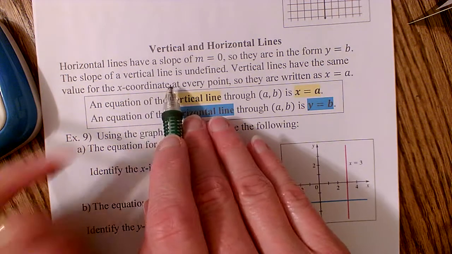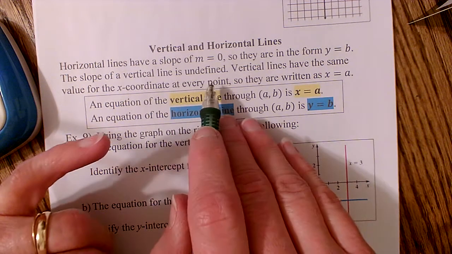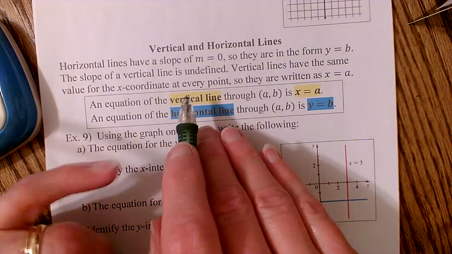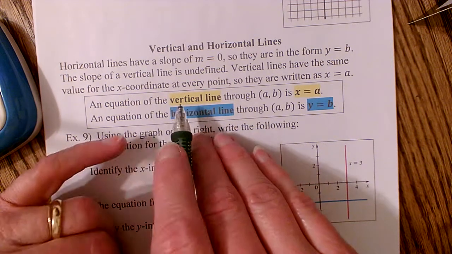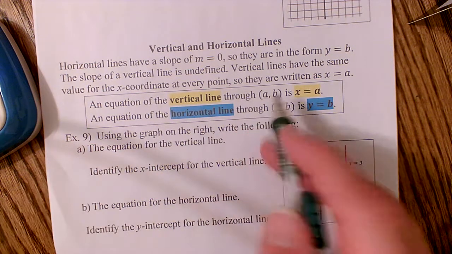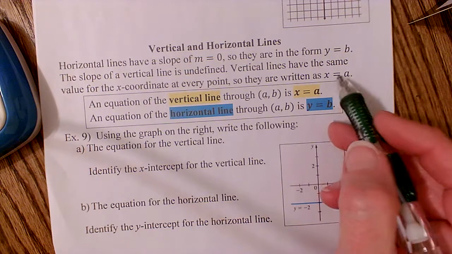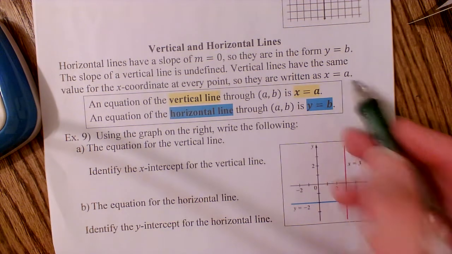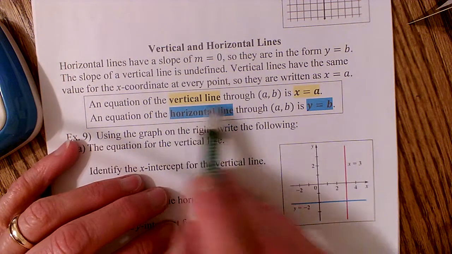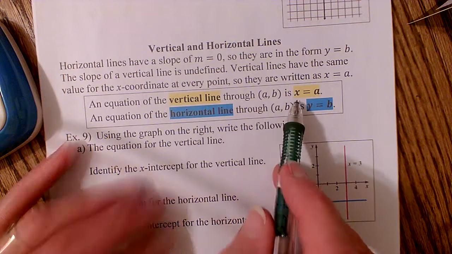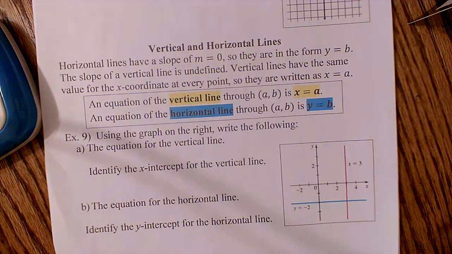On the vertical lines, the slope is going to be undefined. And so they're going to have the same value for the x-coordinate as every point. And so they are written as x equals a. An equation of the vertical line through the point (a, b) is given by x equals a, and an equation of a horizontal line through the point (a, b) is given by y equals b.